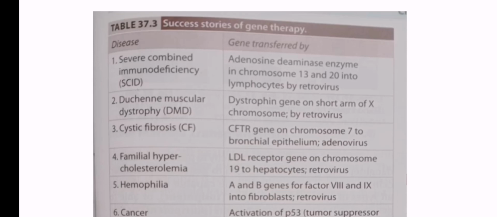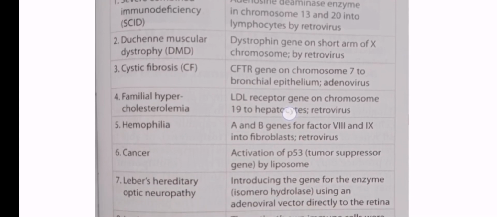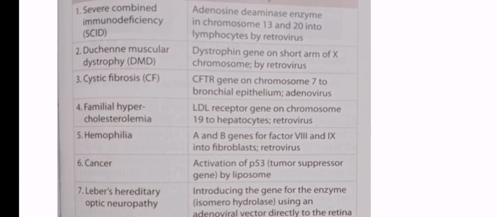Third, cystic fibrosis, CF. In that case, the gene considered is a CFTR gene and the vector used is adenovirus. Next, you can look into the cancer. In that case, the gene used is activation of P53. P53, you might have studied earlier that it is a tumor suppressor gene. So we introduce the P53 gene into a cancer cell. And the vector used is a non-viral vector, which is liposome.